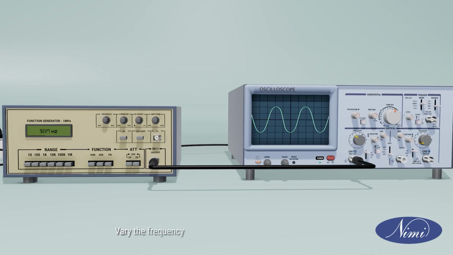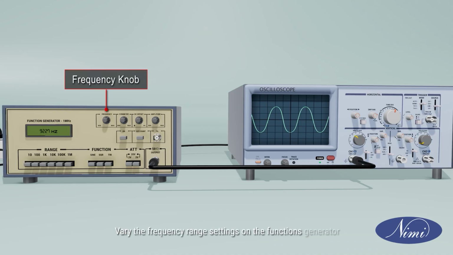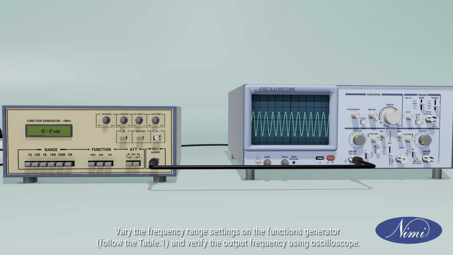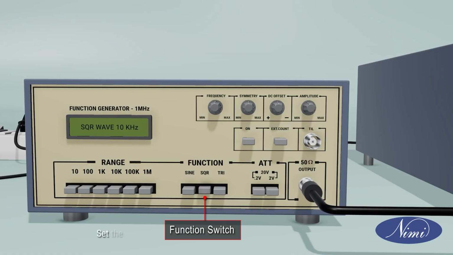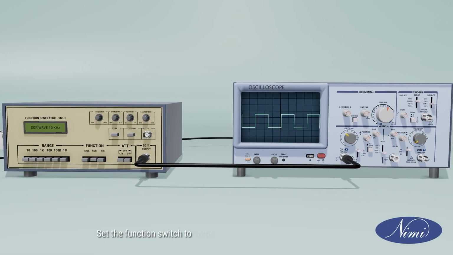Vary the frequency range settings on the function generator. Follow the table 1 and verify the output frequency using oscilloscope. Set the function switch to some other wave, for example square, triangular, etc.